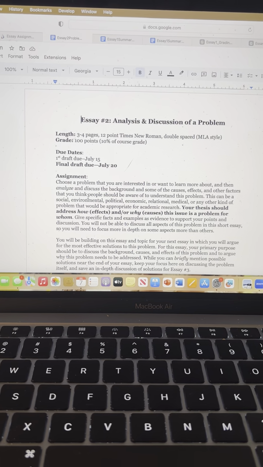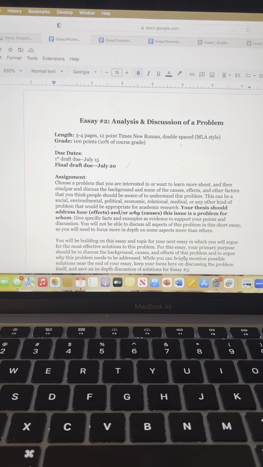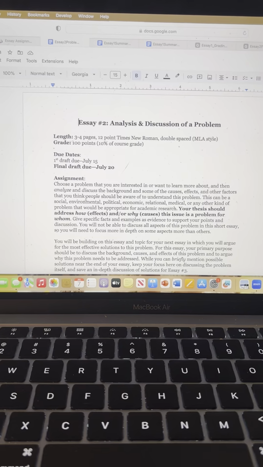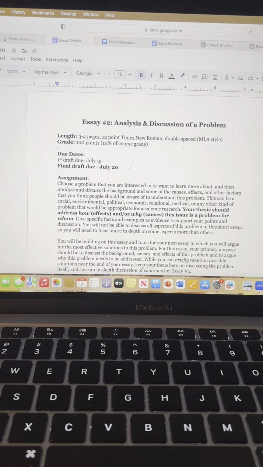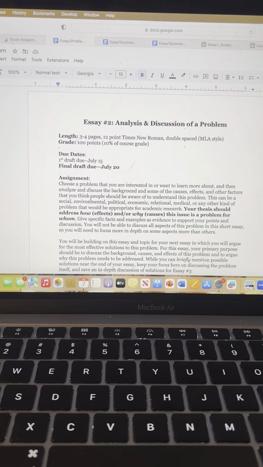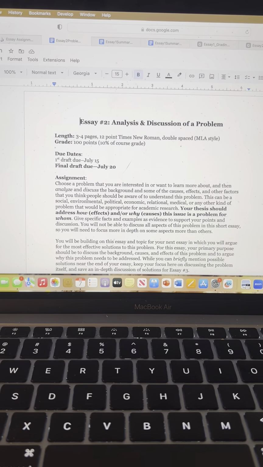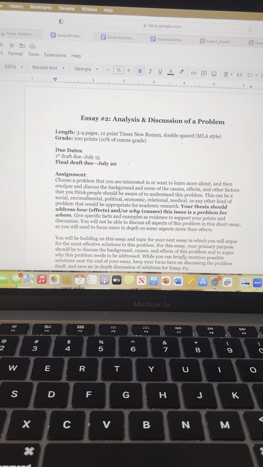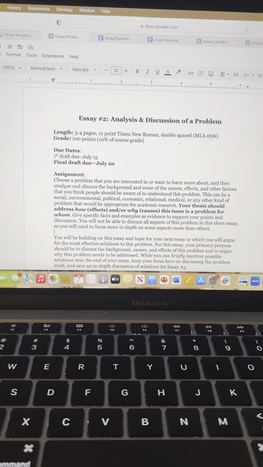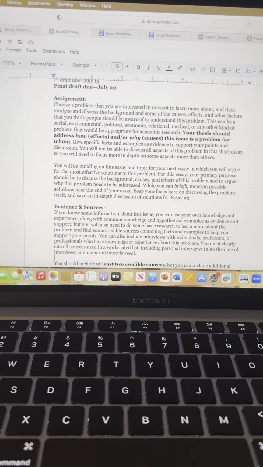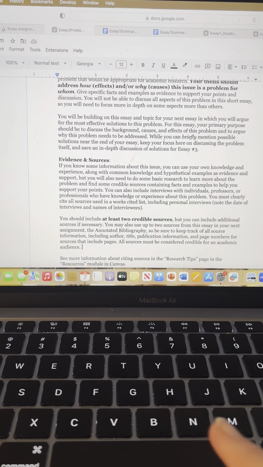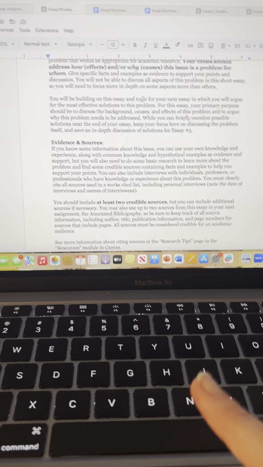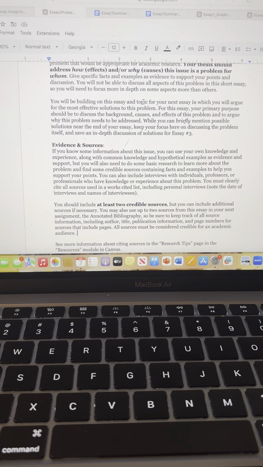You will not be able to discuss all aspects of the problem. Books have been written on this. These major papers that are huge have been written on this. You're writing a 3 to 4 page paper. And I know that's a lot for most of us, but you need to really hone down your problem and be specific about it. I'm going to scroll a little bit. So you're going to be building, as I mentioned right before we clicked on this, on this essay and topic for your next essay and for working with it for your annotated bibliography.